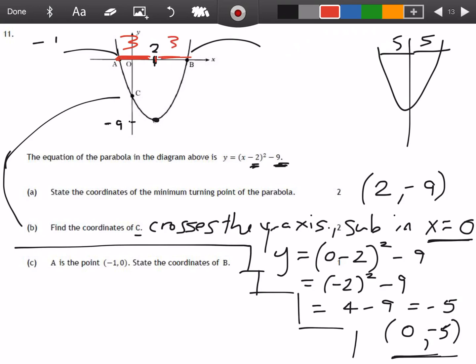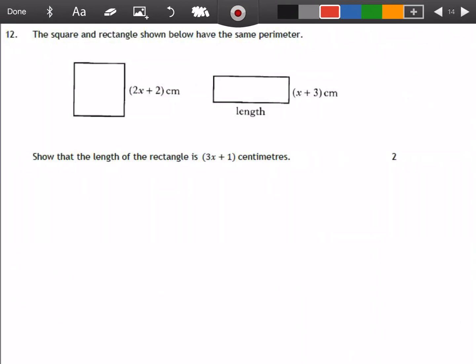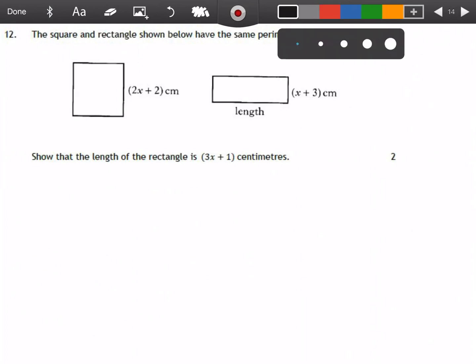How many along would point B be? It'd be 5 along the x-axis. So point B is simply 5 across. Is it anything up or down on the y-axis? No, so it's 5, 0. This is the last question, which is why the videos may be quite long, I think. The square and the rectangle shown have the same perimeter. Show the length of the rectangle is 3x plus 1. It's a square and that's a rectangle. They've got the same perimeter.